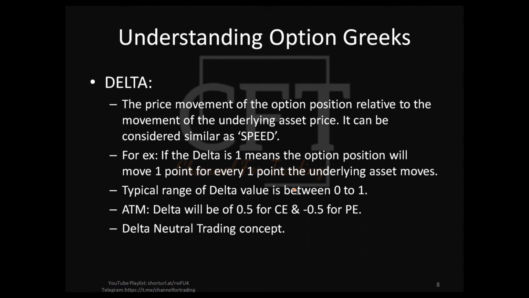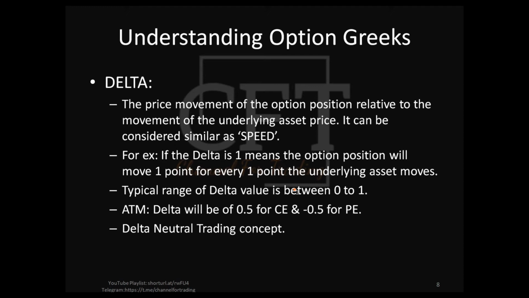The price movement of the option position relative to the movement of the underlying asset price, that is delta. In other terms, delta can also be considered similar to speed. So the speed of an option is determined by delta. If you take an example, if the delta is 1, it means the option position will move 1 point for every 1 point the underlying asset moves. The typical range of delta is between 0 and 1, and both the boundaries are not included. That means it cannot be 0, it cannot be 1, but it can be near to that.